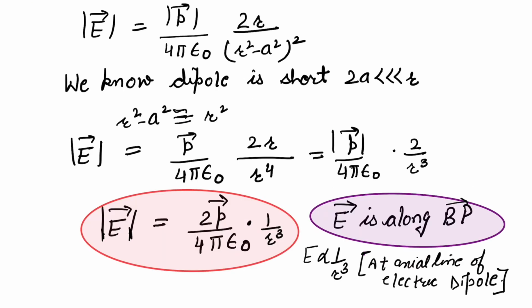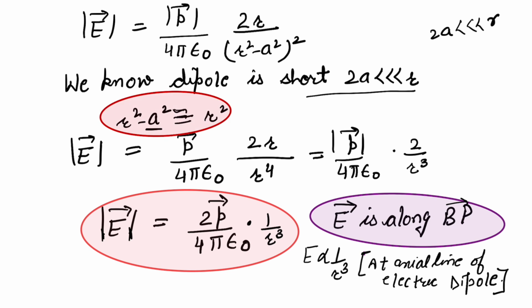We know that the dipole is short. This two-way distance is very small as compared to R. So we can neglect A as compared to R. So we can write R square minus A square as R square only, right? So we make this substitution over here.